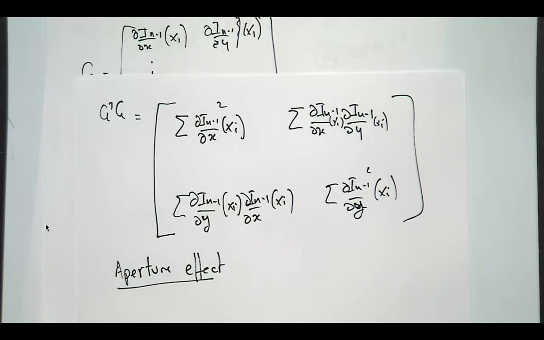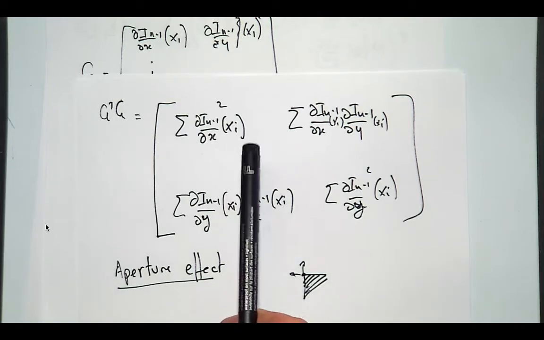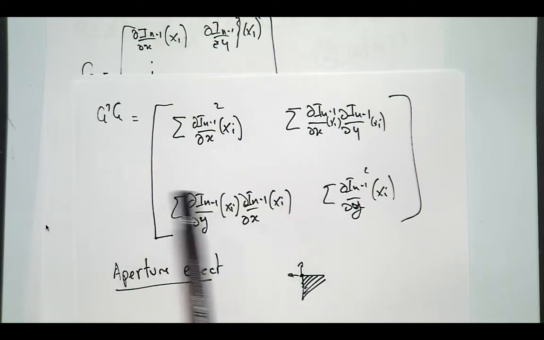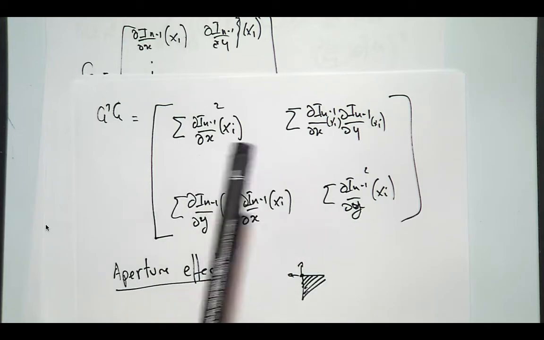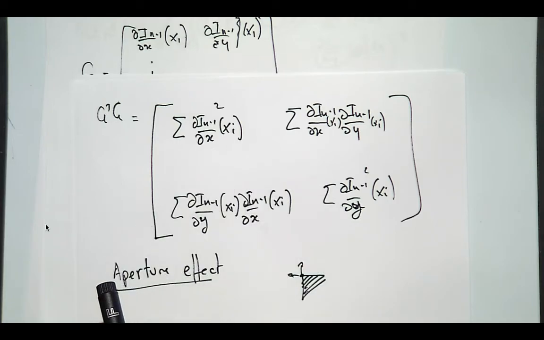So if this is a picture, and this is the corner of your picture, at this corner you have gradient going in both directions. Locally, the gradient has a response in both directions, and therefore this matrix will have two eigenvalues that are non-zero, and therefore you can invert that.